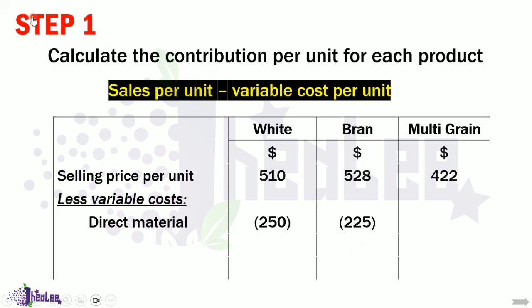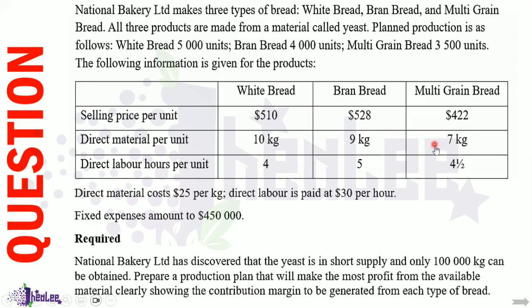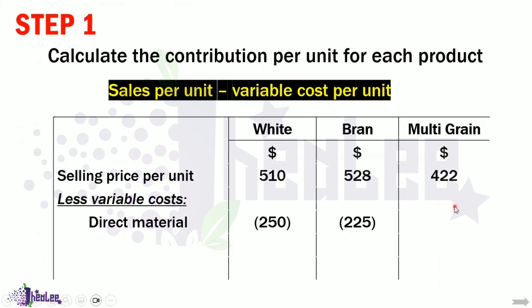For multigrain, we're seeing that it is 7 kg per unit, so that's 7 kg multiplied by $25 per unit, and that is $175. That is 25 multiplied by the 7 kg, and that gives us $175.